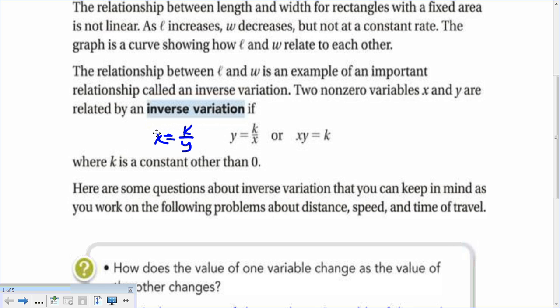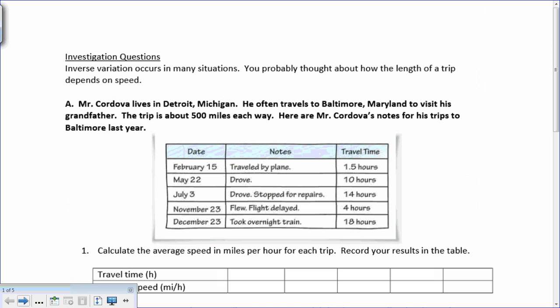So some other questions that we're going to look at as we get going here. How does the value of one variable change as the value of the other changes? How is the pattern of change shown in the table and the graph? And then what are the equations? We're going to go all over that in our first example here on the next page, example A. So we're going to do one together, and then we're going to have you guys work one. We'll put it all together here.